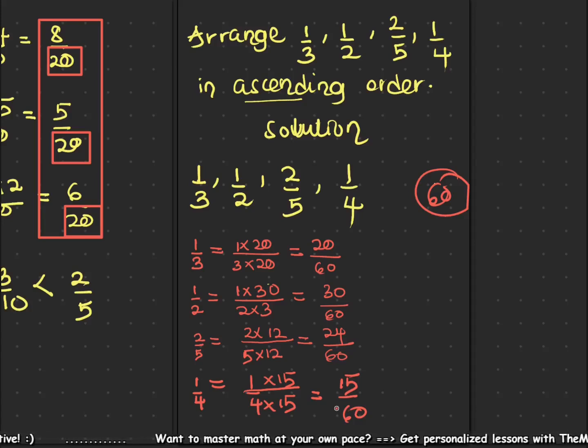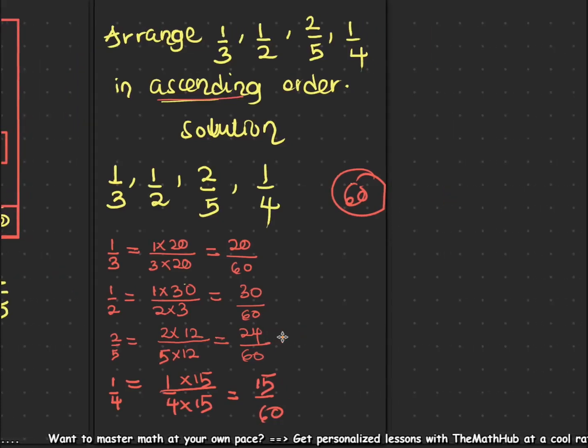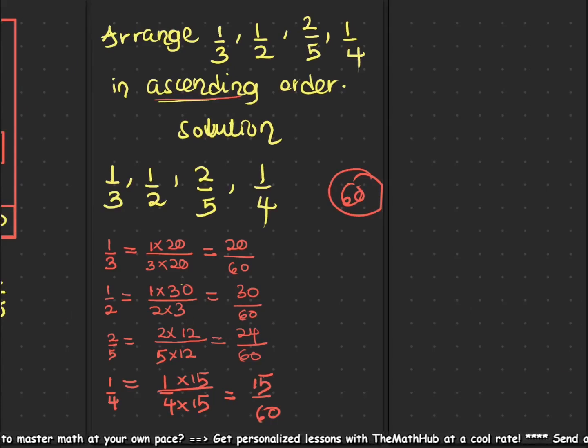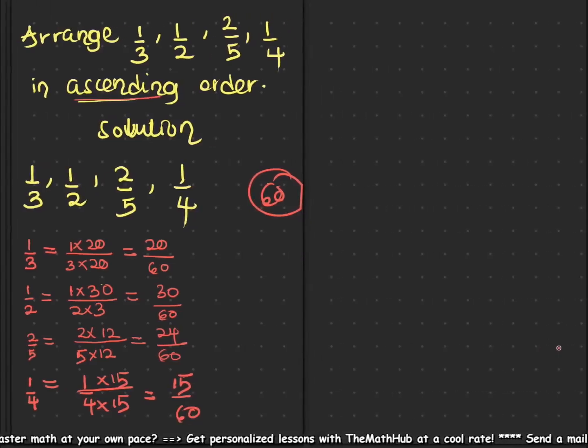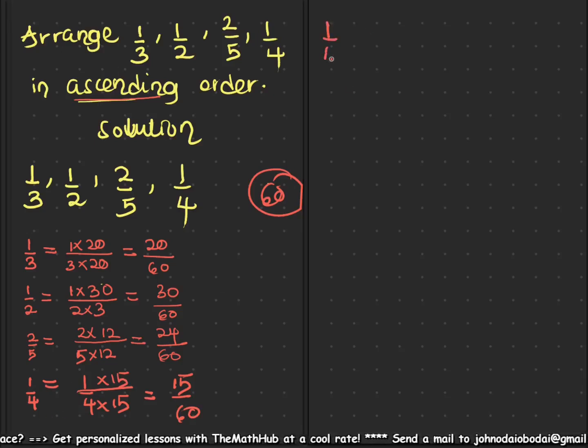So all we need to do now is to arrange the numerators. And since the question says ascending order, we are going to go from the smallest to the biggest. For our smallest, we are going to start with 15. As you can see, 15 is the smallest among all of these. 15 over 60 corresponds to 1 over 4. So 1 over 4 is the smallest.